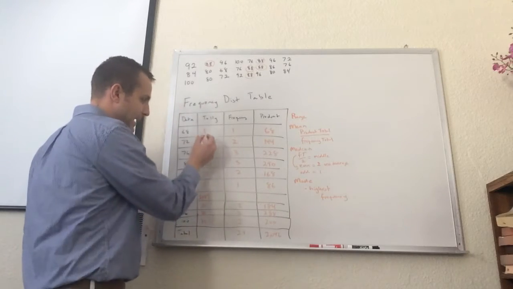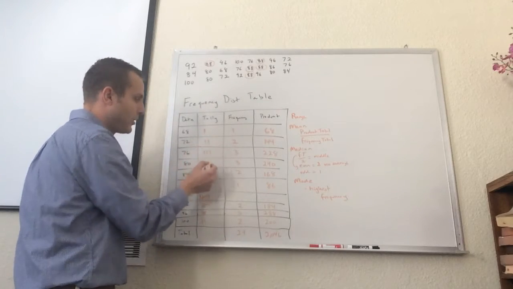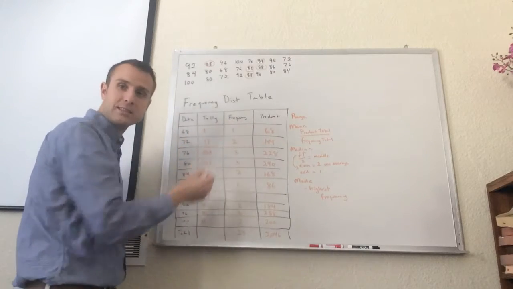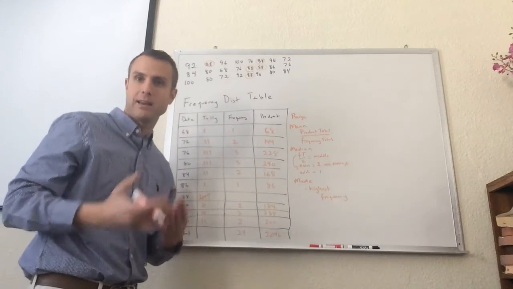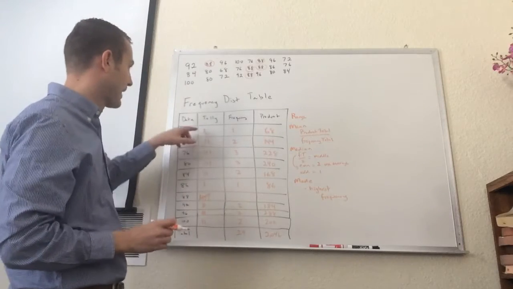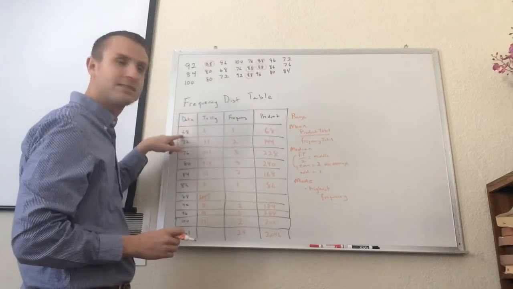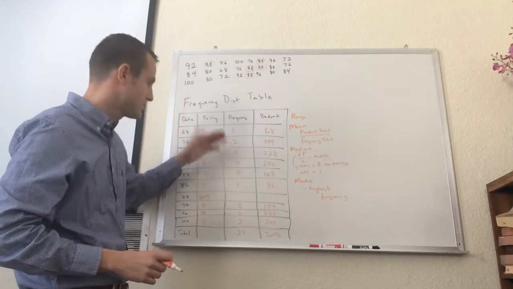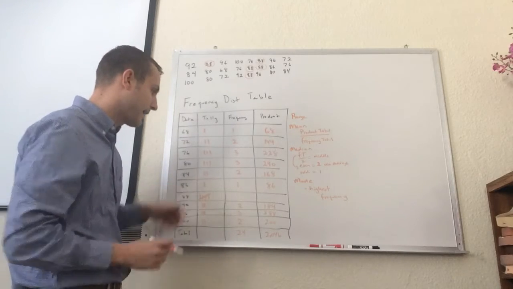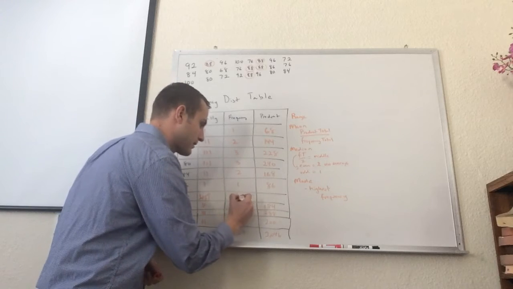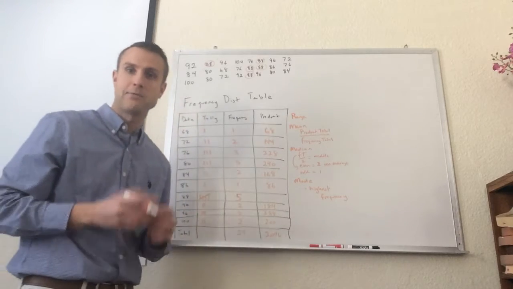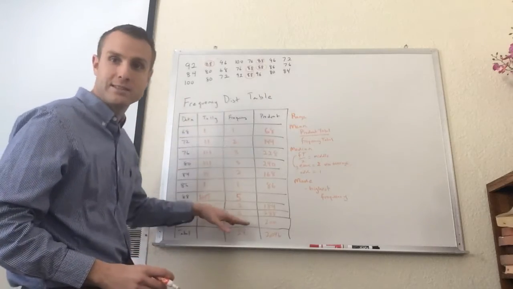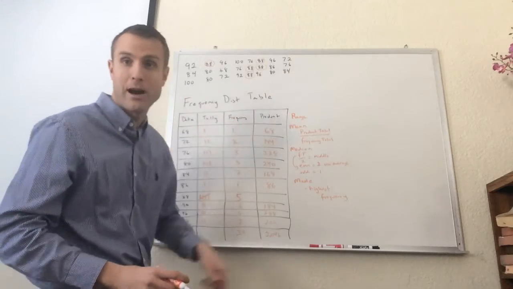Next, so that's the tallies. This tells you how many of each of these numbers I have. Then the frequency is just taking your tallies and writing them as a number. So I had one tally, so that means I have one 68. For 72, I had two tallies, so I have two 72s. For 88, I had 5 tallies, so I'm just going to write here 5. That means I have 5 of that number. So that's your frequency.